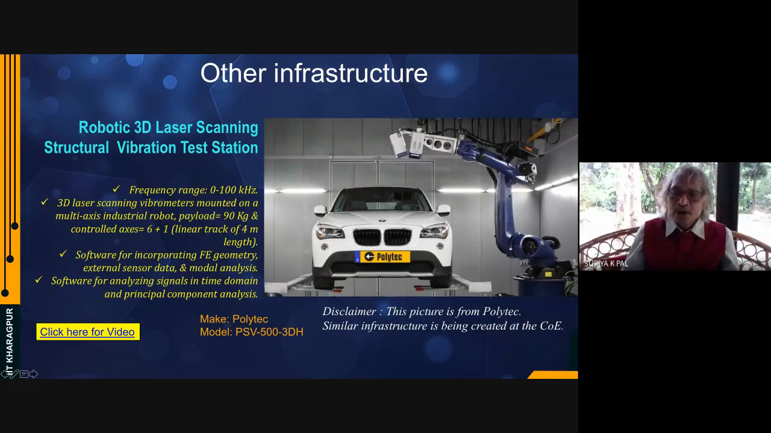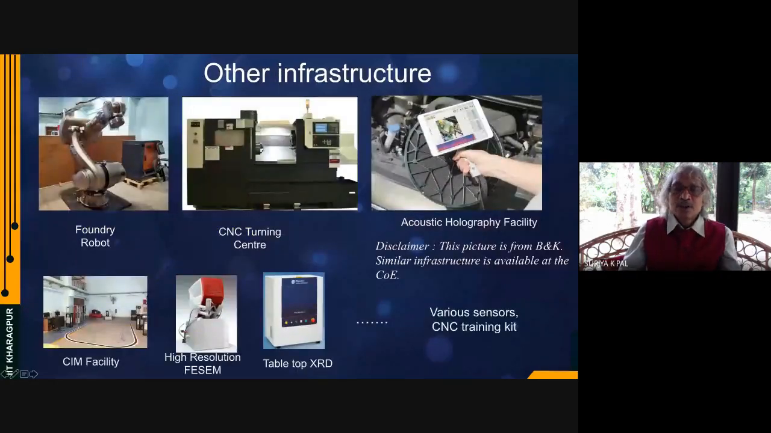The robot is mounted on a linear track, and the end effector of the robot will have 3 laser scanners. So it will scan the vibrating object and give you the mode shapes and all these things. We have other facilities as well.